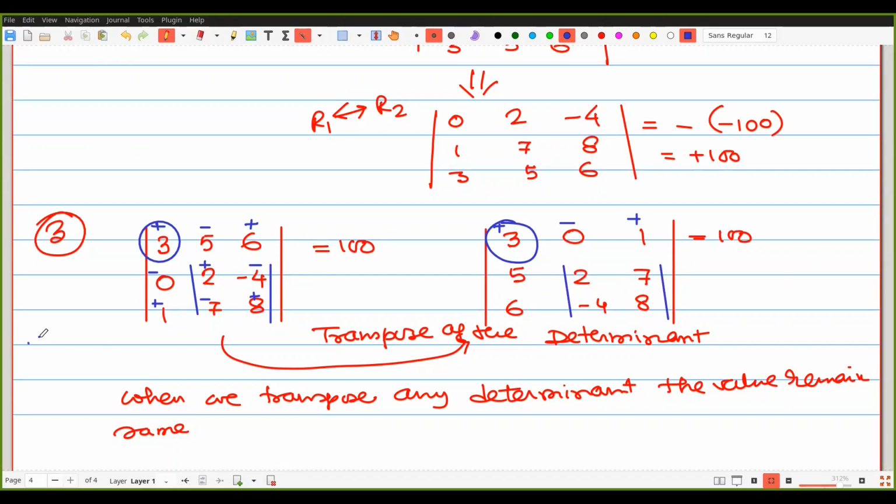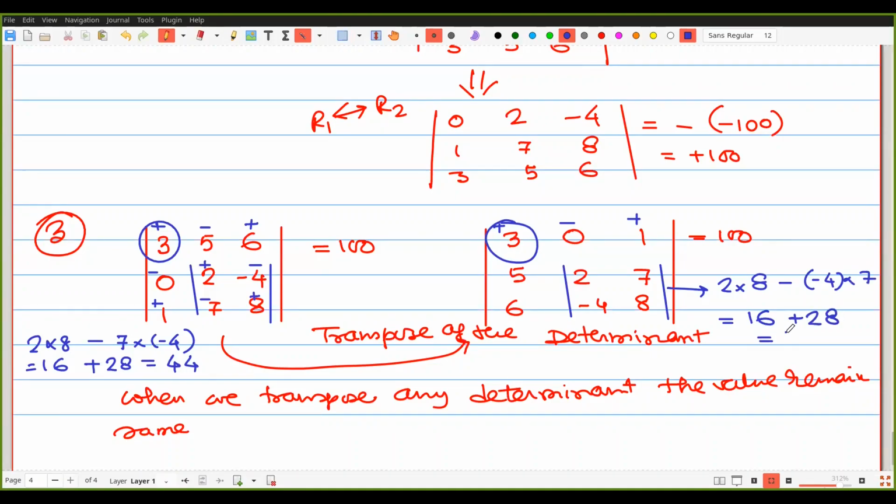So 2 into 8 minus 7 into minus 4 was there. So that is 18, sorry, 16 plus 28. That means that is 44. Once again, we can check it here: 2 into 8 minus of minus 4 into 7. That means 16 plus 28, or 44.